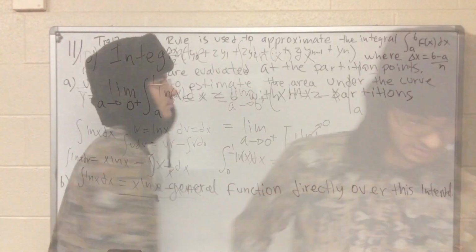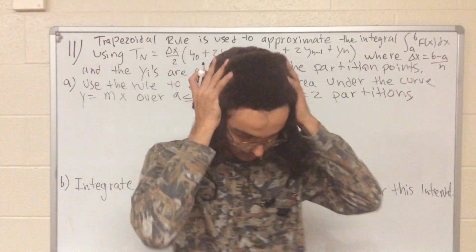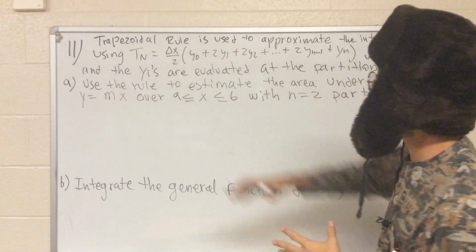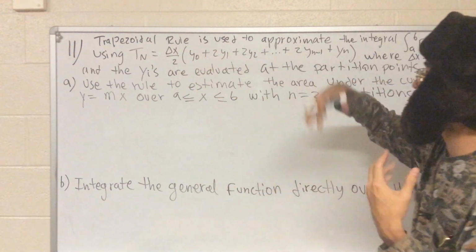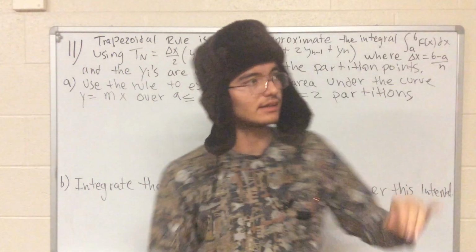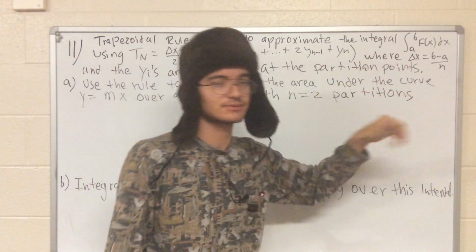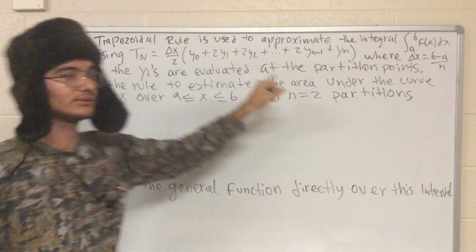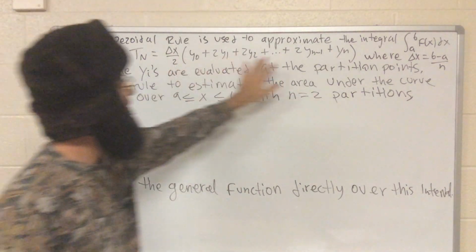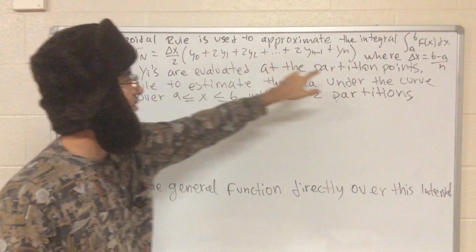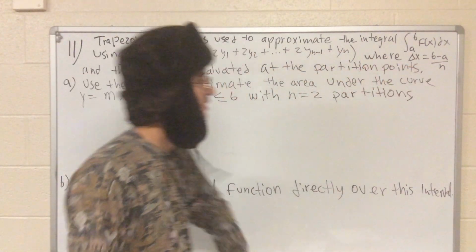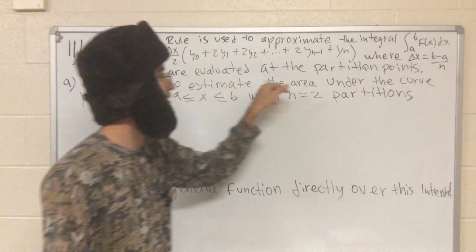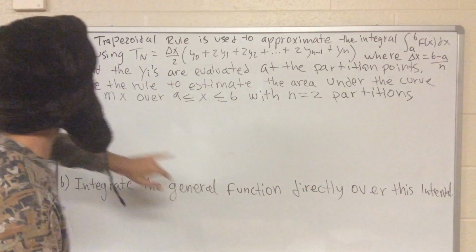Moving on to the last question. Okay, so for question 11, the last question, we're going to use the trapezoidal rule, which is used to approximate the integral of f of x dx from a to b, and we're going to use Tn equal to delta x over 2 times that formula over here, where delta x is b minus a over n, and the y sub i's are evaluated at the partition points.